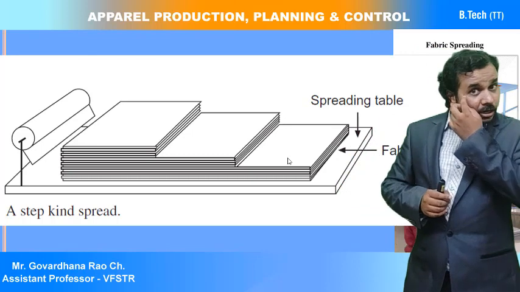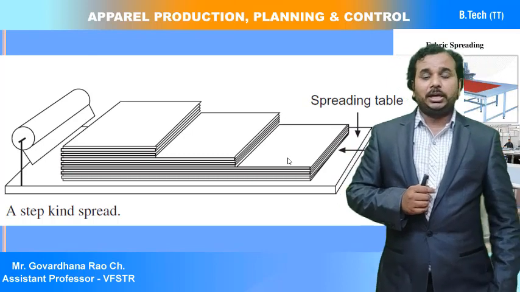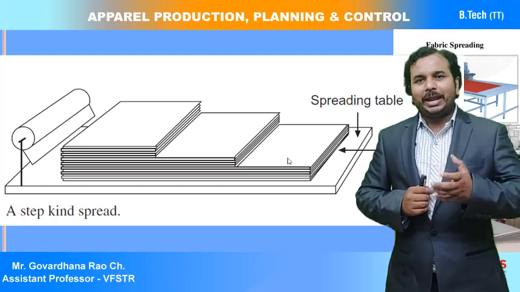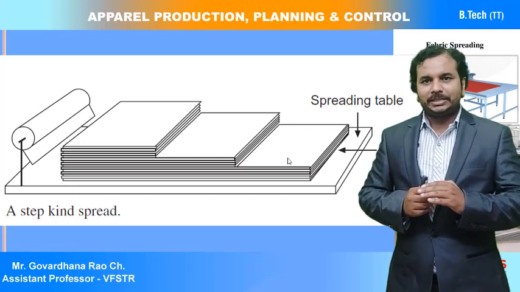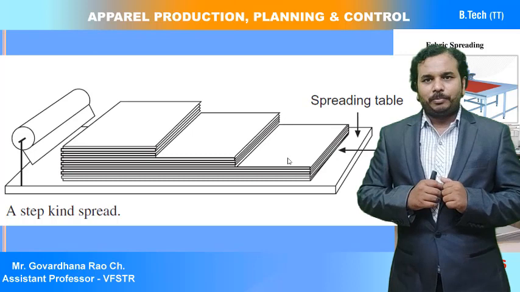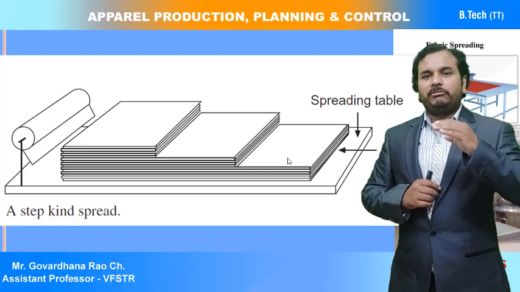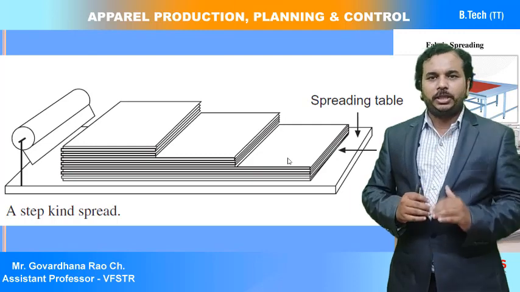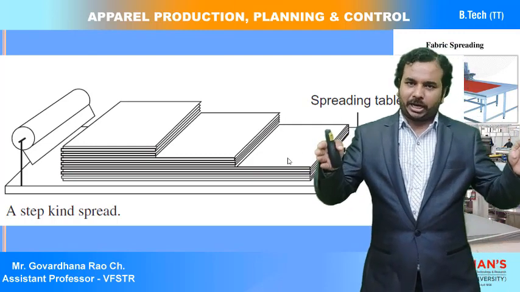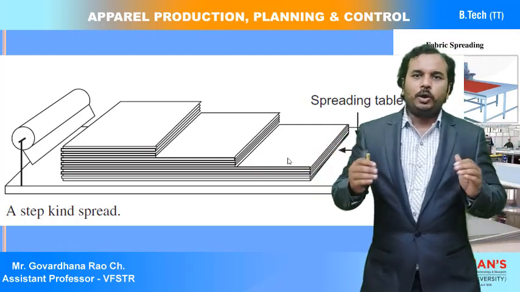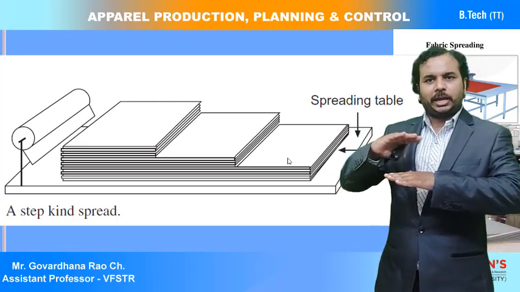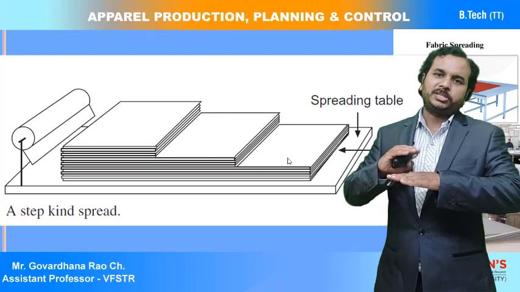Now, for example, if the second size requires 30, you have already made 10 plies in the first step and the remaining 20 will be done, so that a total of 30 plies is there. So 30 plies of the second step will be done. So first 10, then second 20, so that it becomes 30.